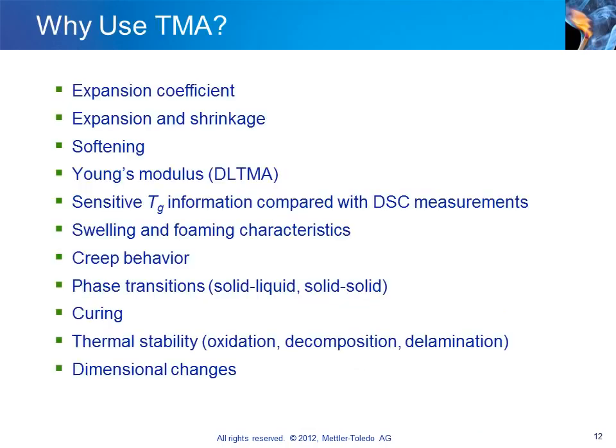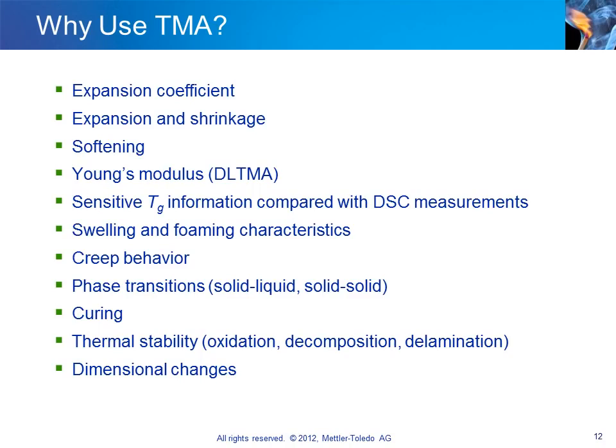I would now like to summarize the main reasons for using TMA. As we discussed earlier, TMA can be used to determine the coefficient of thermal expansion and to characterize the expansion and shrinkage behavior of materials. A good understanding of such behavior is important, particularly for materials that undergo stretching or orientation processes during manufacturing, such as films and fibers. The softening temperature of materials can also be measured by TMA in penetration experiments.